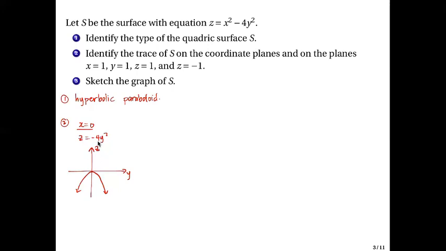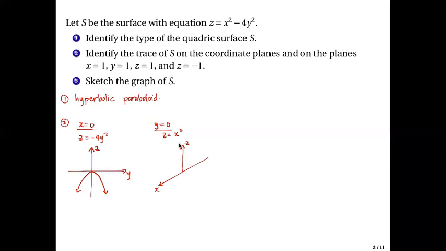Next, we have, say, y equals 0. So when y equals 0, you have z equals x squared. And then for the orientation, let me draw it like this. This is your z-axis, and this is your x-axis. Of course, the arrowhead points to the positive side of the axis. So this is the positive side of x, and that's the negative side of x.